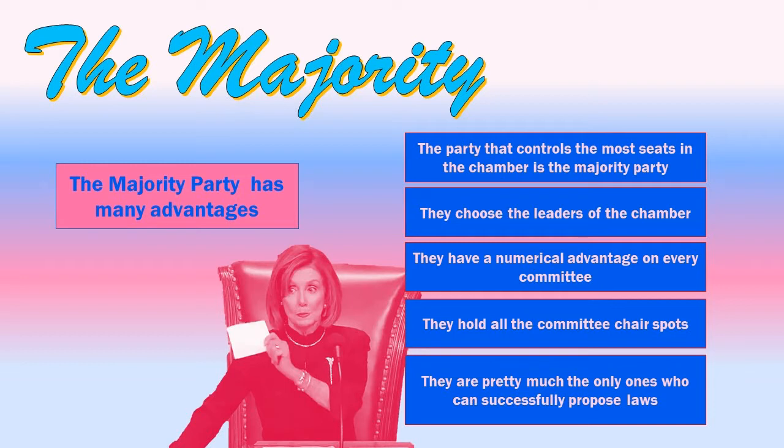Every single committee is made up of the same percentage of Republicans and Democrats. So if you have a majority in one House, you have a numerical advantage on every single committee in the House. And that means that they will get to choose every single committee chair, which is very important. That means they're going to have control over what happens in every committee. And it's not true that the minority party is not allowed to propose laws, but really there's no point. It's pretty much the majority party that is the only one that's going to have success proposing laws. So the majority party will be able to push the policies that they like through Congress, and the minority party will not have the power to do that.